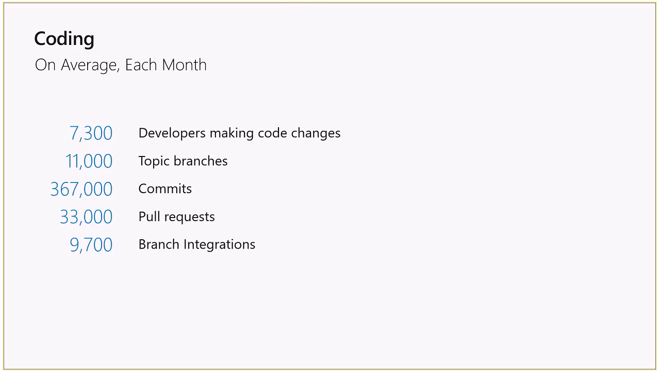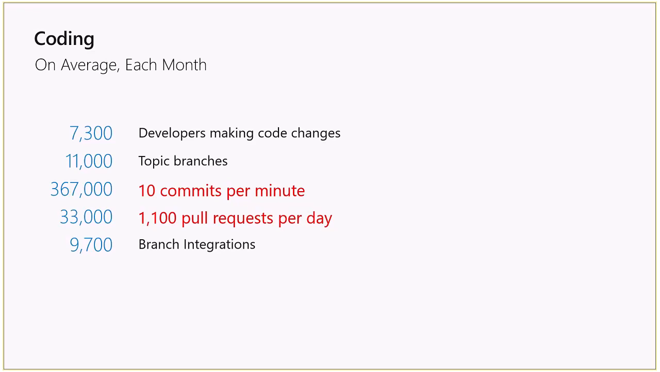So 7,000 developers making code changes. They have topic branches in Git, right? 11,000 plus topic branches in the commits. It's actually amazing, the commits there. Pull requests and of course branch iterations. Just imagine the number of commits. It's 10 commits per minute. Pull requests at 33,000. It's about 1,100 pull requests per day.